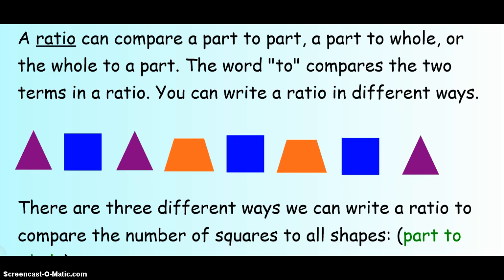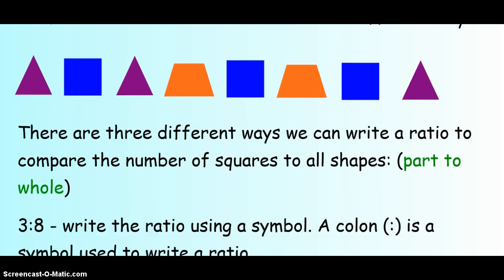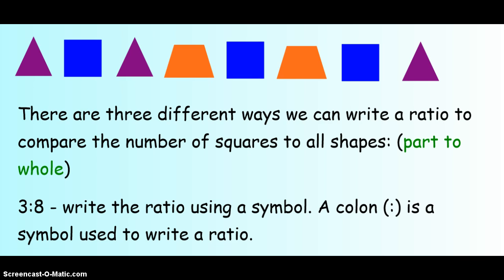So the three different ways we can write a ratio to compare the number of squares to all shapes. If you look at the picture, we have 1, 2, 3 squares, and then the total number of shapes, we have 1, 2, 3, 4, 5, 6, 7, 8 shapes. So our ratio comparing the number of squares to all the shapes is 3 to 8. So we just compared things using a part to whole relationship because we were comparing part of the set to the entire set of shapes.